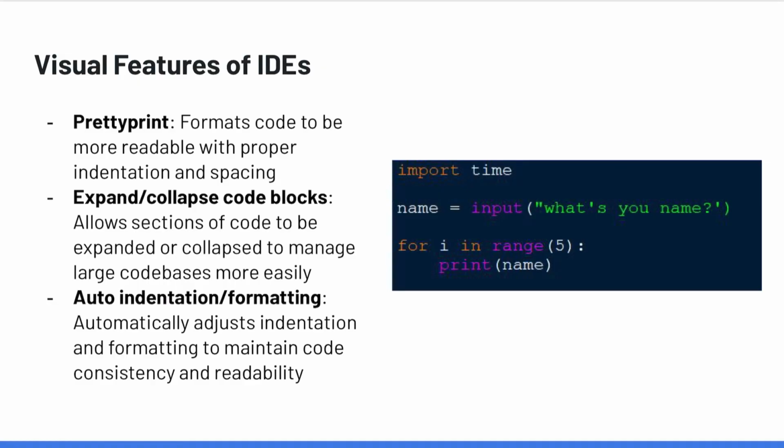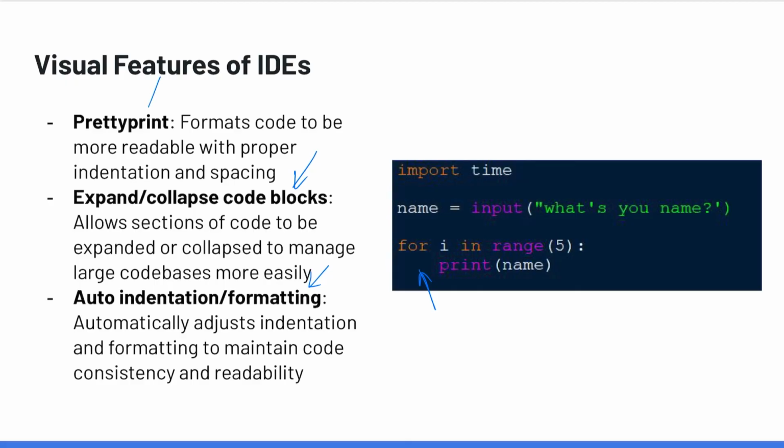There are also going to be some more obvious visual features of IDEs. We already covered expanding and collapsing code blocks, but we can also have auto indentation and formatting. So this is going to indent, particularly with Python IDEs. Or it's going to format your code in a certain way so it's easier to read. Again, this is very cosmetic.